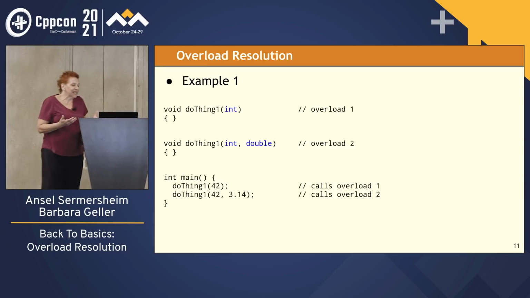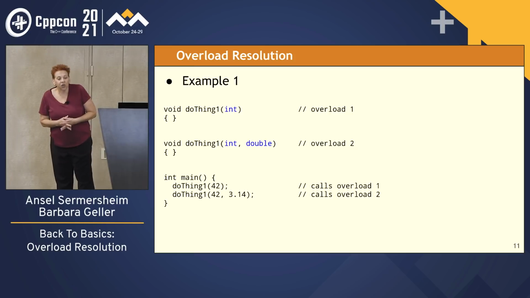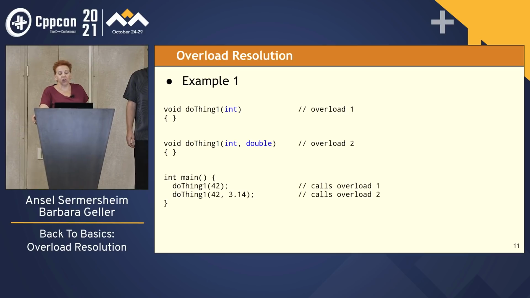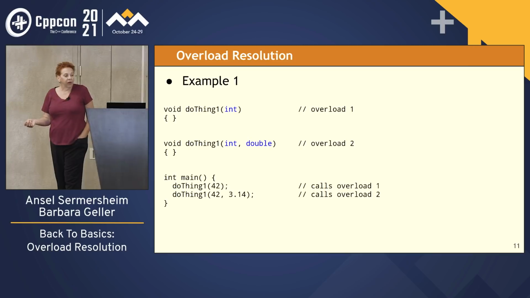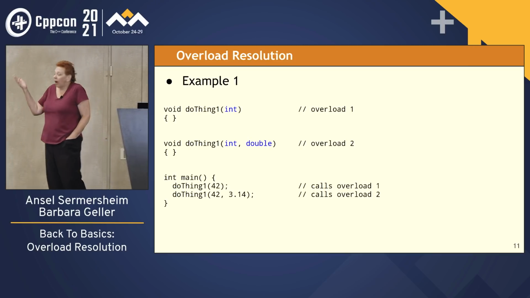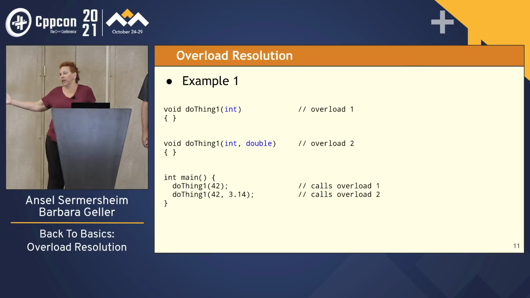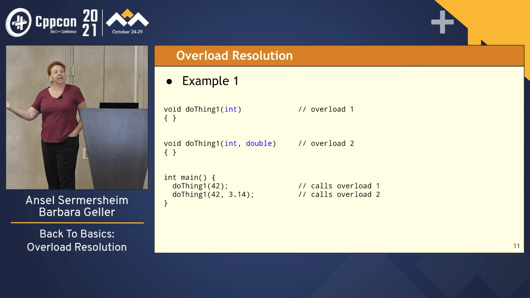So here's our first real example. So we have do thing. And in main, we're calling do thing with 42 on the first line and do thing 42, 3.14. There's nothing special about this particular example. The first one is going to call overload 1. The second one is going to call overload 2. And this happens because the parameters match. It's very clear. This does exactly what you would expect. This is the easy case.